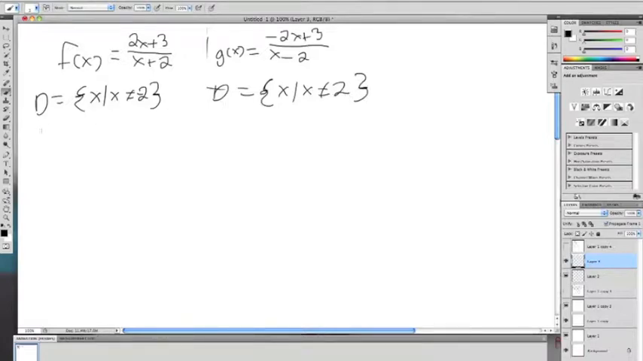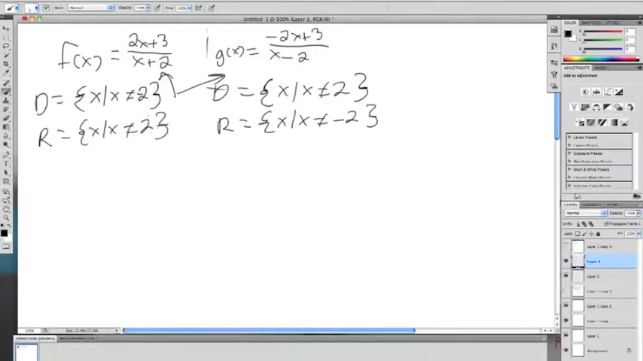Alright, and for the range, you just look at the inverse, and they're opposites. This one's domain is this one's range, and so the range for this one would just be x is such that x does not equal −2, and for this one it would be x is such that x does not equal 2. So that's basically how you would find the inverse of a function and their domains and ranges.